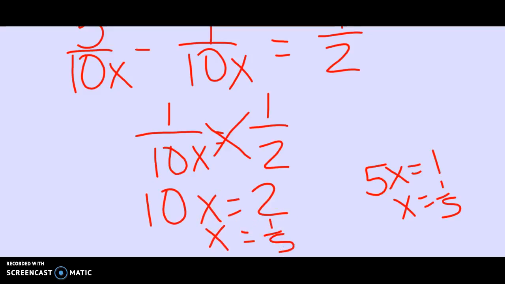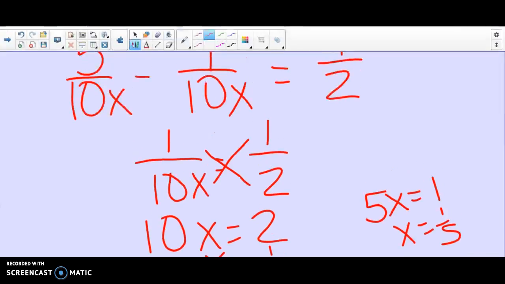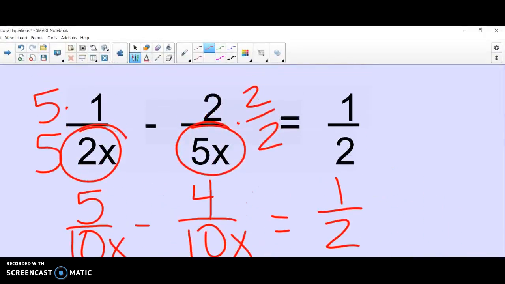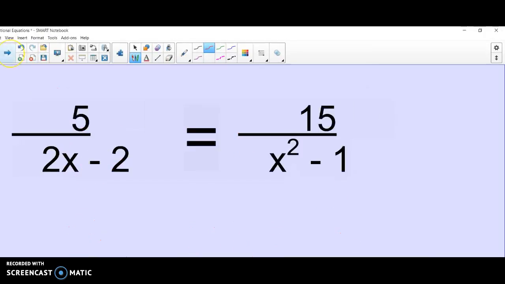And then you go back in and see if that makes sense. Can you put a 1/5 into either of these? Oh yeah, you can. 5 times 1/5 is 1. It's not 0, so it's good. All right, let's go try another one.